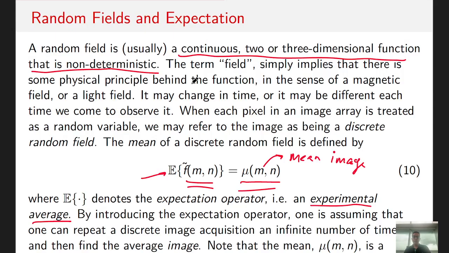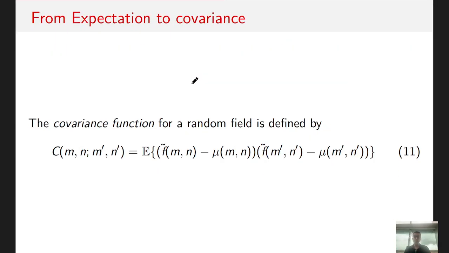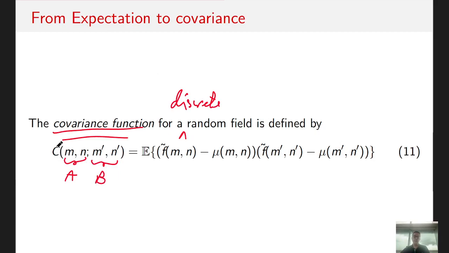One of the easiest ways to do that is to compute what's called a covariance function. And this should be, by the way, a discrete random field. The definition looks quite horrendous, but note that this is simply specifying one location, which is A, and this is simply specifying another location, which is B. Let's think about the mechanics of this calculation.